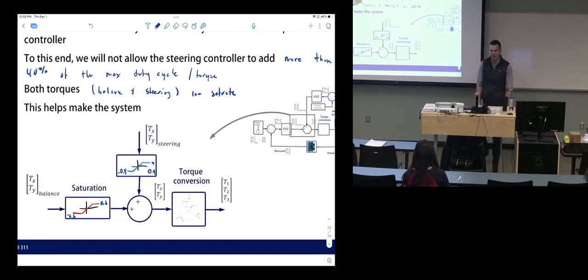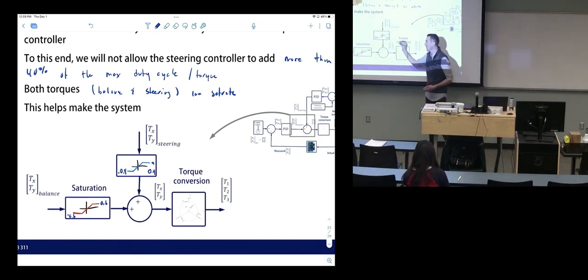Yeah. To find that saturation limit, was it just trial and error to see when it overpowered it? Yeah, I would say it was more the general understanding that we want the balance controller to lead.